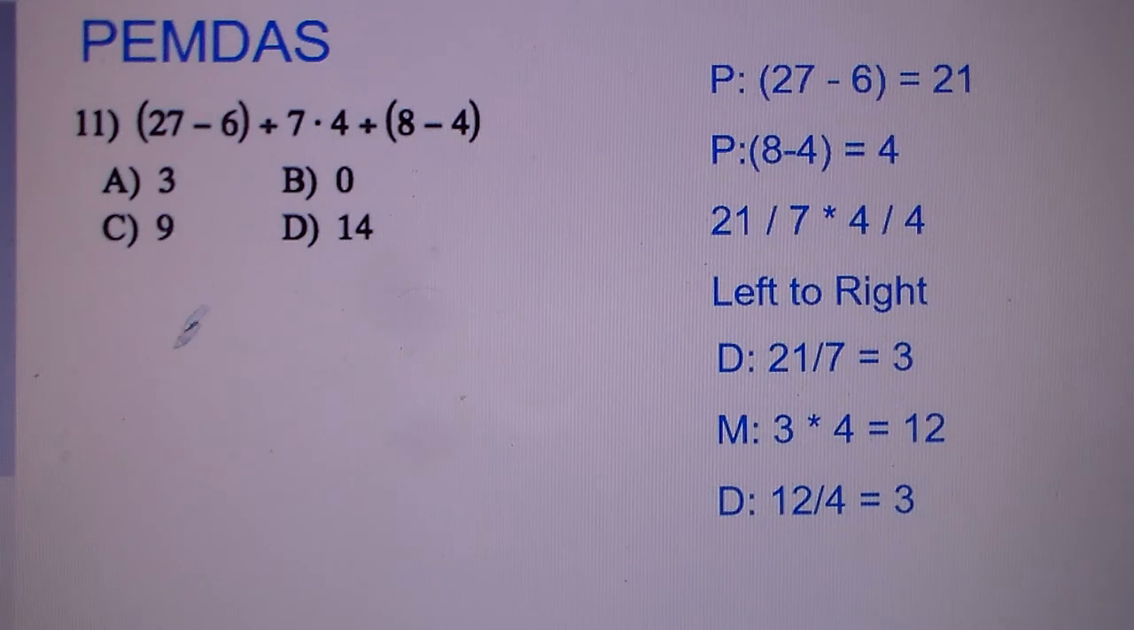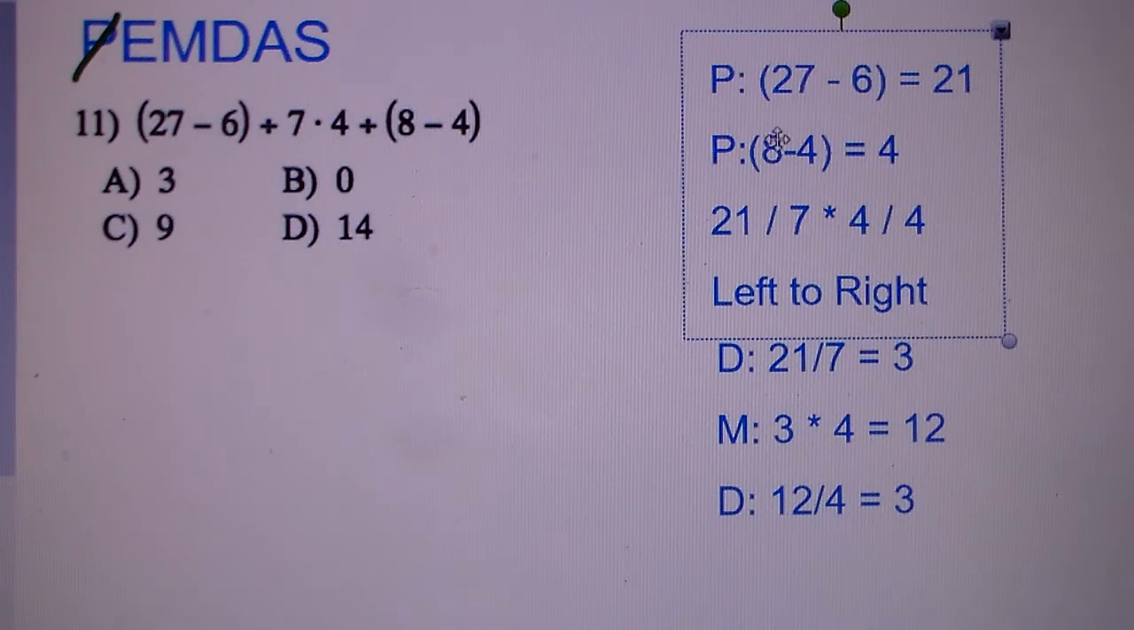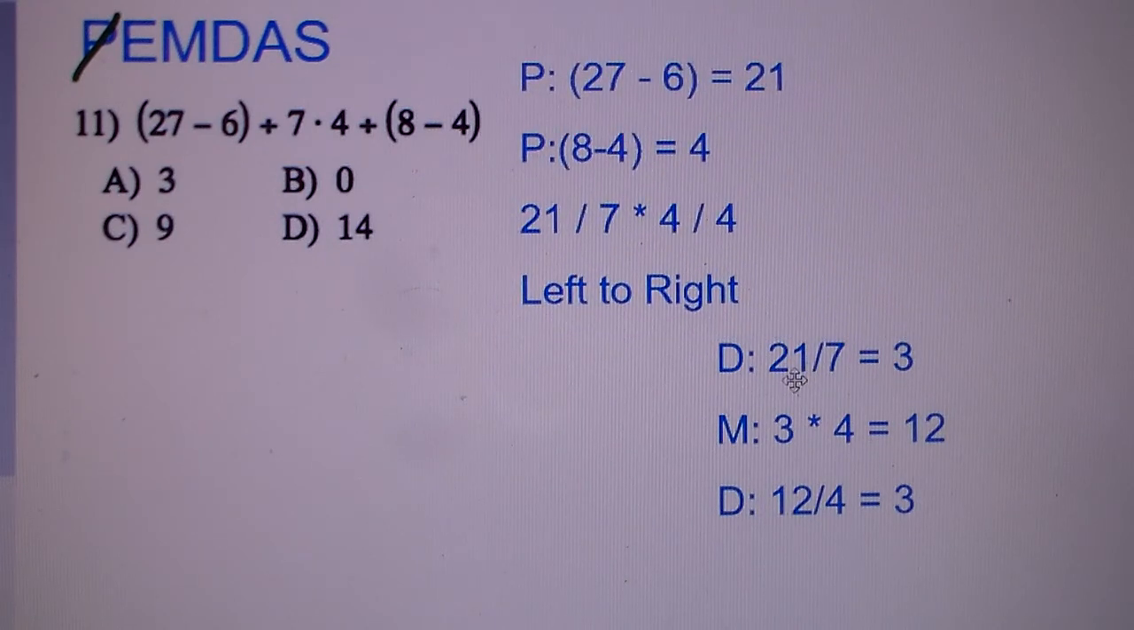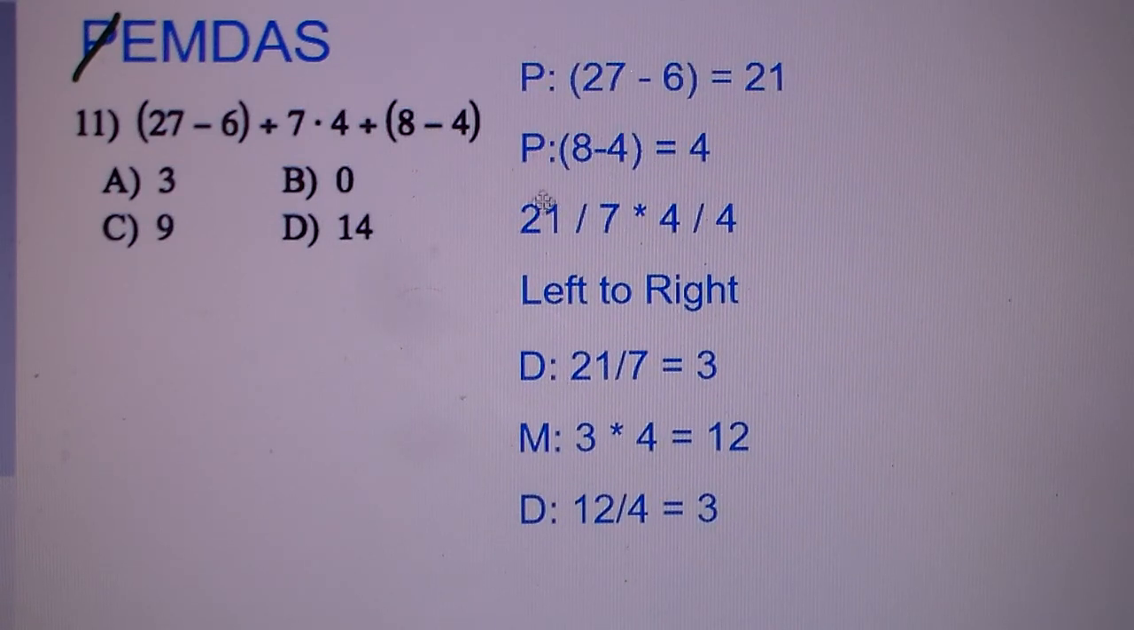Number 11, we got 27 minus 6 divided by 7, so on and so forth. So, parentheses first, 27 minus 6 gets us 21. Then the other set of parentheses, 8 minus 4 is 4. So that means 27 minus 6, this whole thing could get deleted, and you could just write 21. 8 minus 4, that whole thing could get deleted, and just write 4.